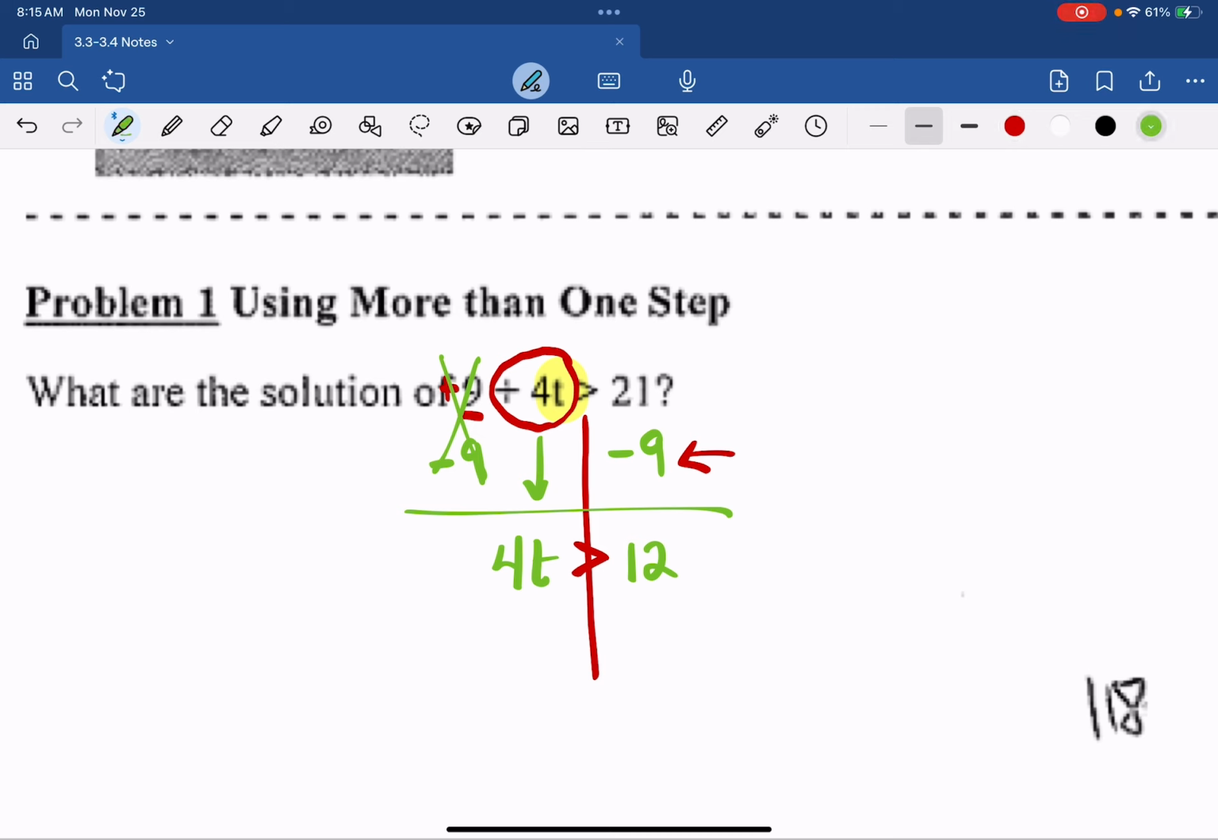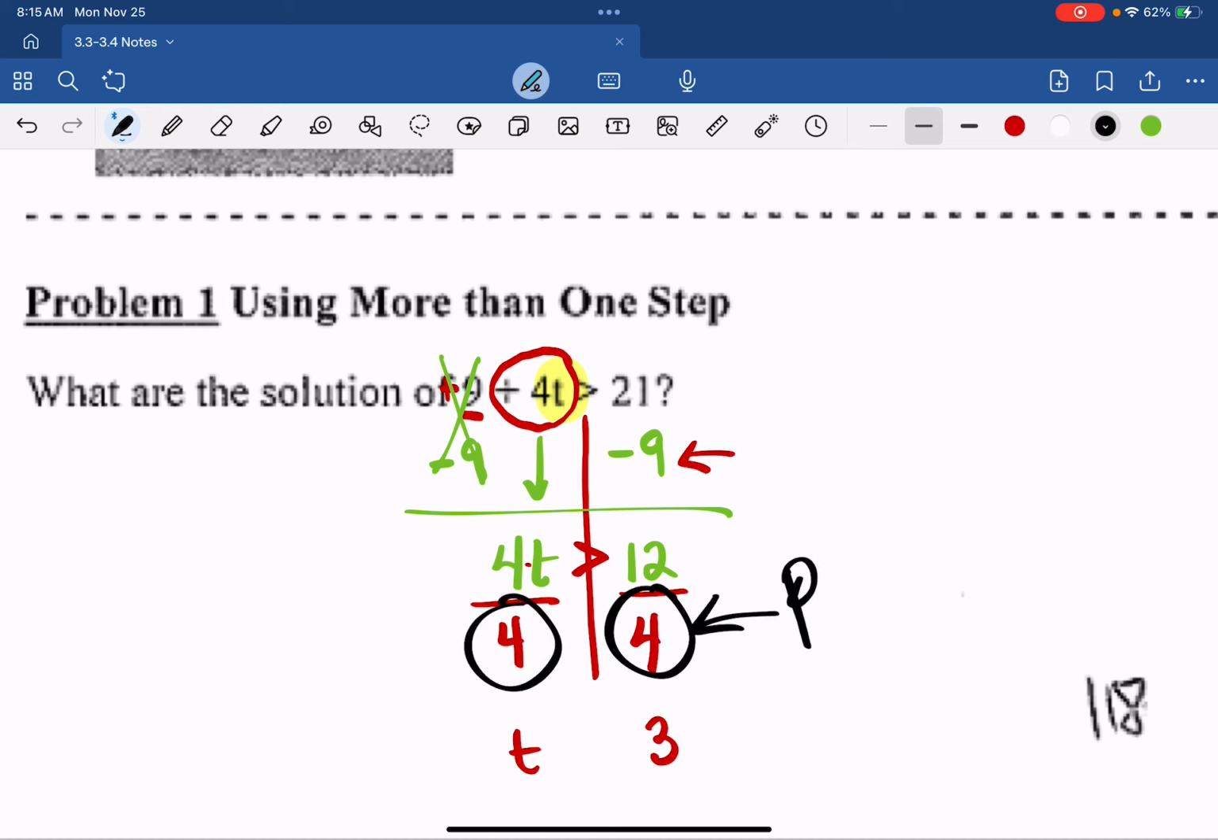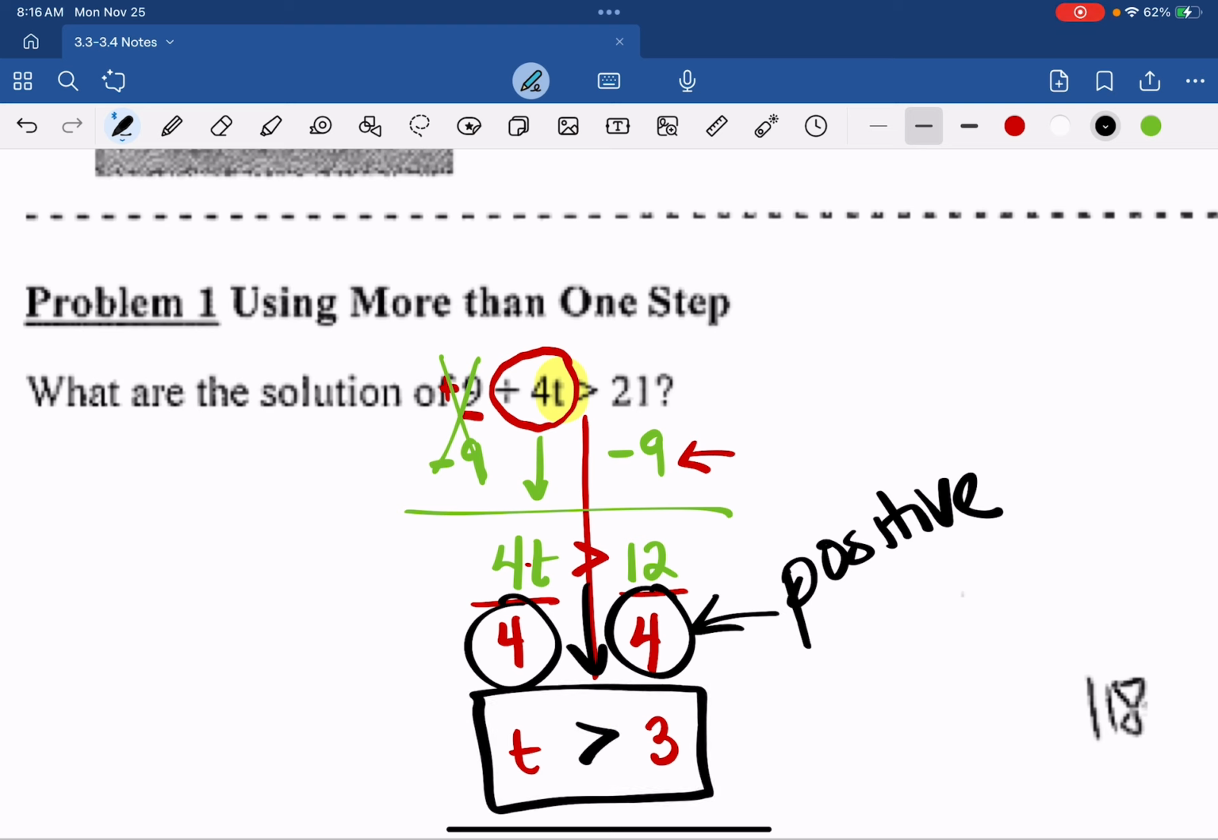Okay, now again, my goal is to get t by itself. I notice that I have 4 times t, so I'm going to divide both sides by 4. So I have my t. On the other side, I have 3. And now I look at the number that I'm dividing by, and I notice that it's positive, which means my sign stays the same. Okay, so my solution is t is greater than 3.